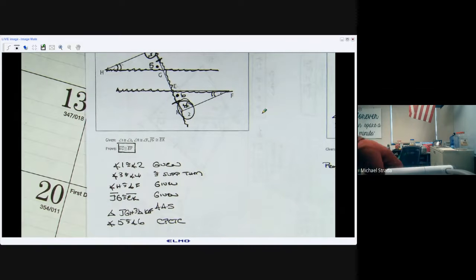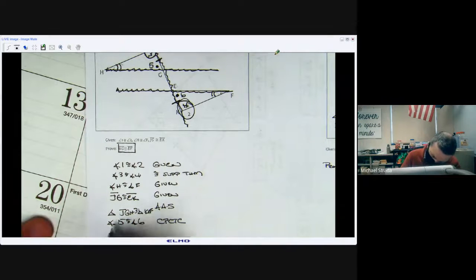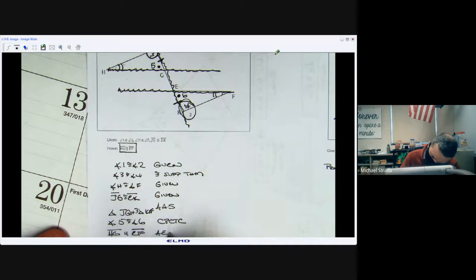Now, based upon what you already knew, did you need to know the triangles were congruent to know those angles were congruent? No. What theorem could you have used for an angle? Well, we're practicing these, so we'll need to go through the process. Angle 5 is congruent to angle 6. Therefore, HG parallel to EF, alternate exterior angles.